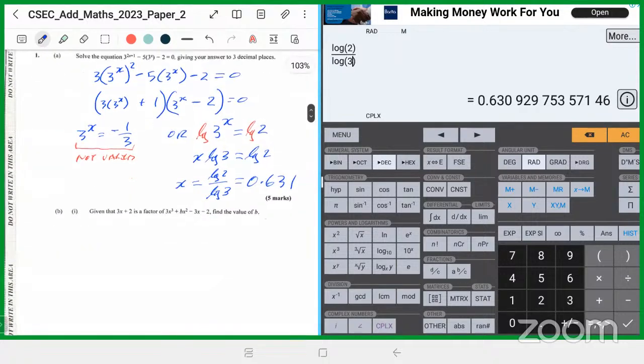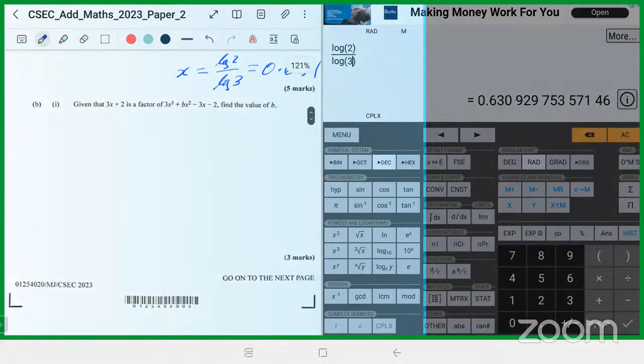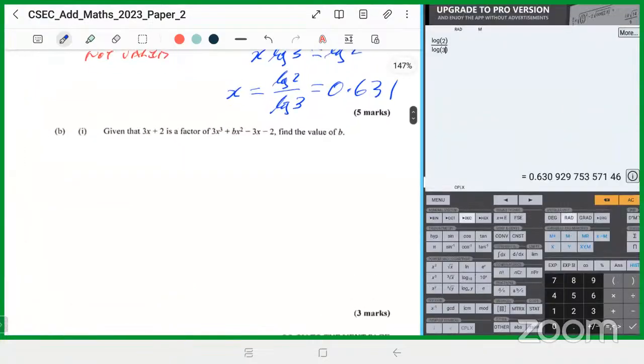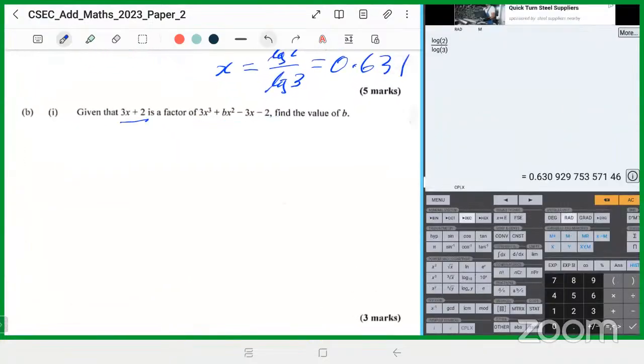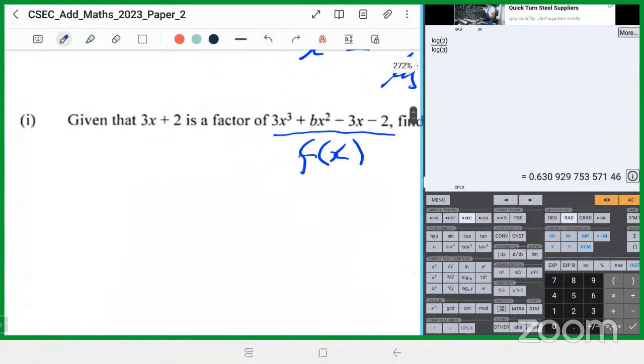All right, next question. It says this is a factor of that expression. Let's call this expression f of x, so we can reference it. If that is a factor, it means the factor can be written in the form 3 into x plus 2/3, that is, 3 into x minus negative 2/3.